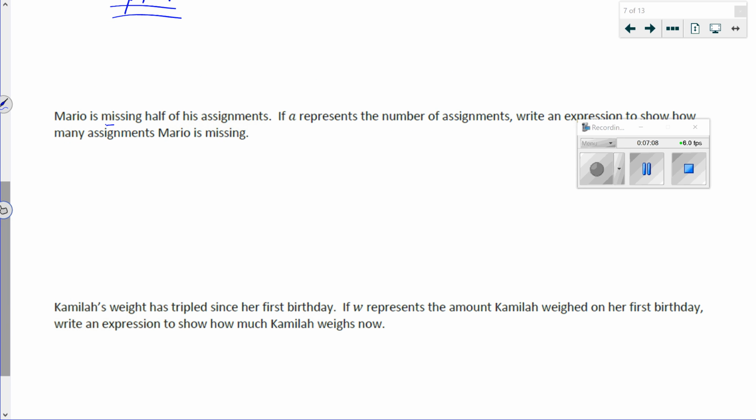Mario is missing half of his assignments. If A represents the number of assignments, write an expression to show how many he's missing. Half means what? 2. Specifically 2, divide by 2. So you can write that one either way, is fine.